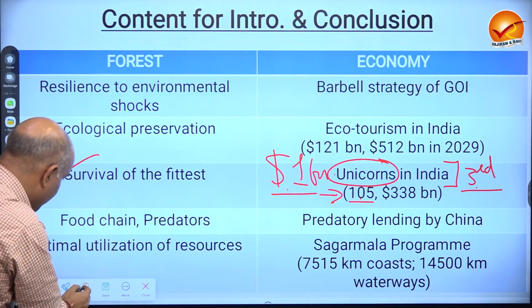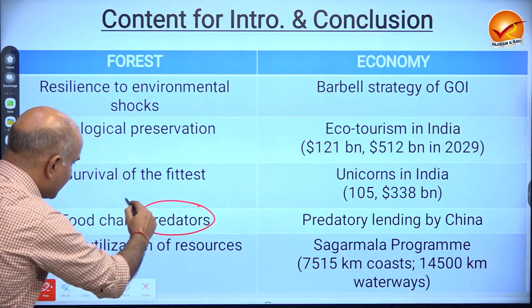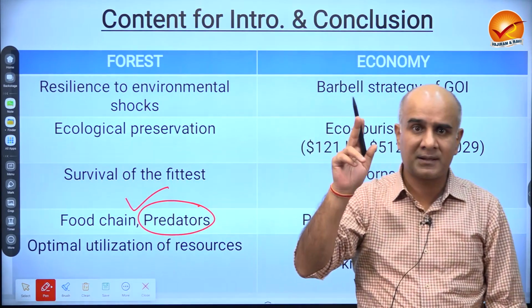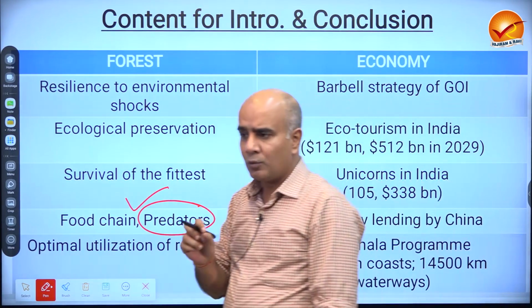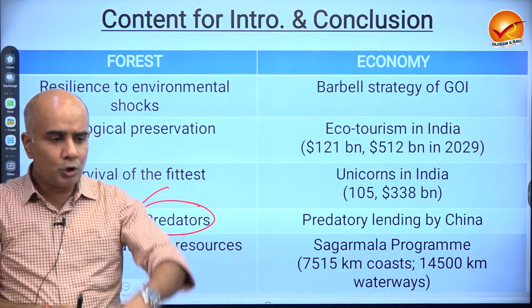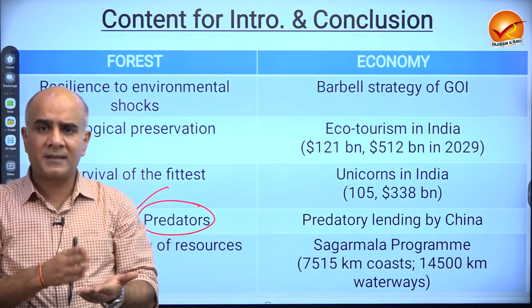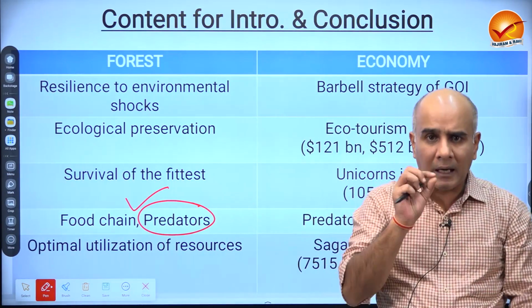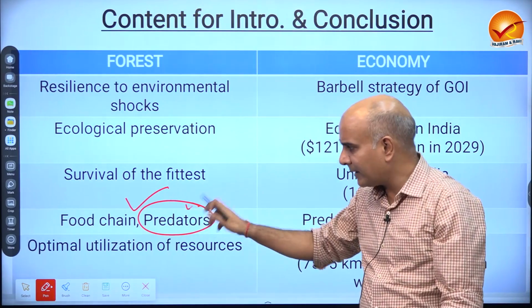Another example that we can use over here, very common, is the food chain. If you are lower in the food chain, if you're not at the apex, you must be very careful about predators. You will not leave aside economic excellence. You will not even be able to ensure economic survival unless you know how to deal with predators.